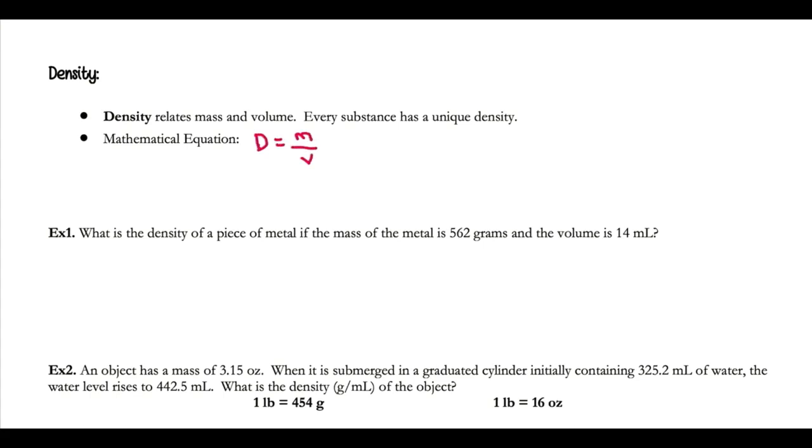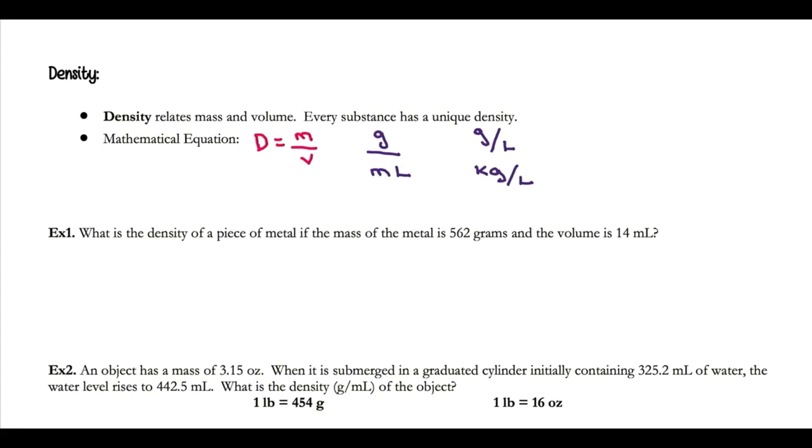Now the units for density can be varied, but typically the units for mass are grams, and the units for volume, most commonly, are milliliters. So the units for density, you'll often see grams per mil. You might also see grams per liter. You might also see kilograms per liter. Then there is one other kind of quirky unit that you'll see, and that is centimeters cubed.